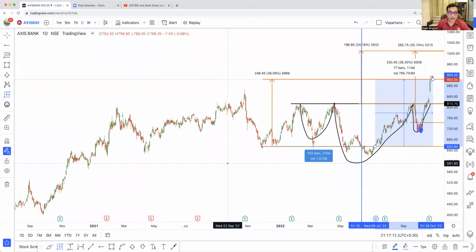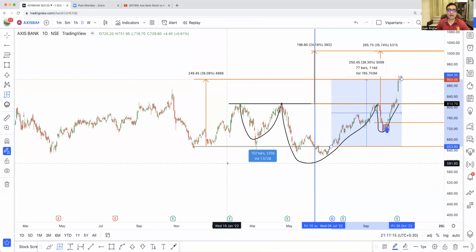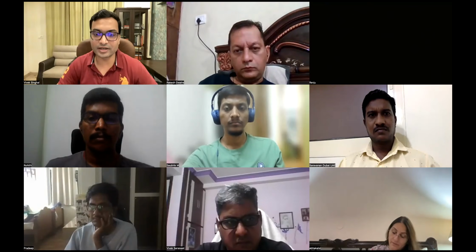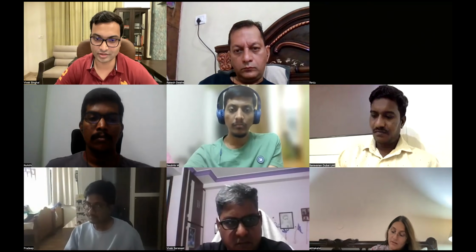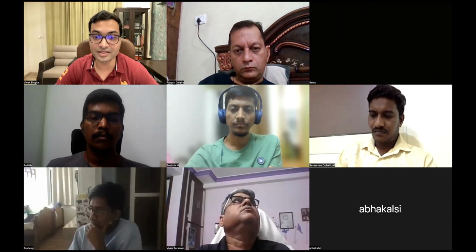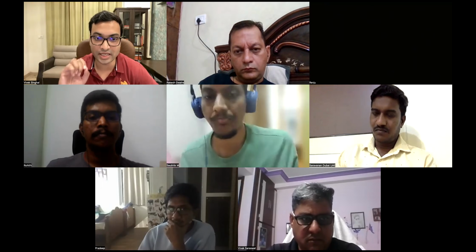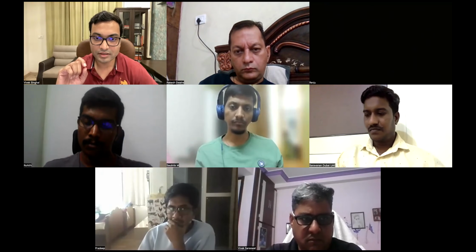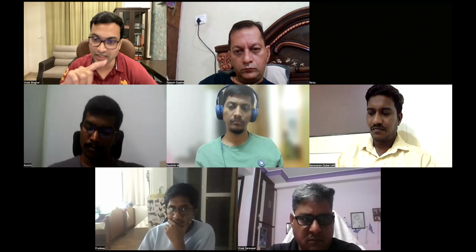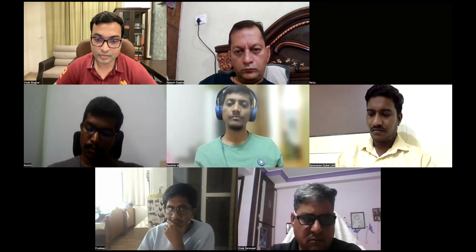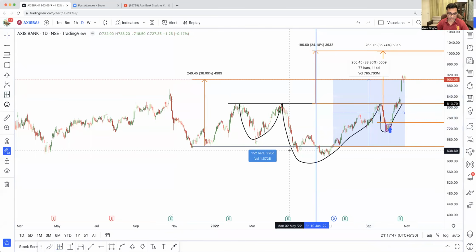So how are these chart patterns built up? Operators are using stop loss in creating these chart patterns. Stop loss is the key. Stop loss is the key. By using that, operators are creating these shapes. Reverse head and shoulder pattern. How? Let's take the first example of Reliance Industries.